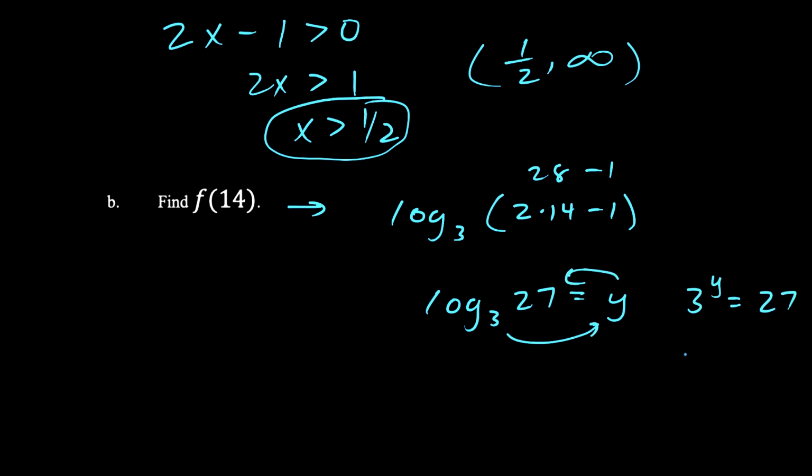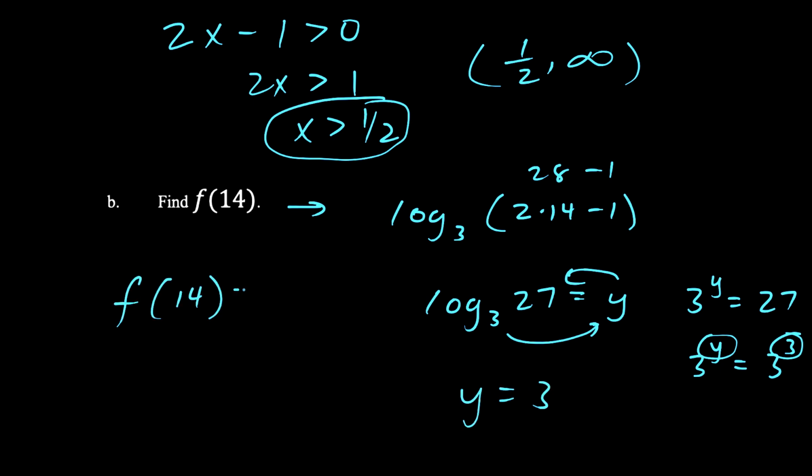And 27 you would rewrite as 3 to the third. Equating exponents gives you an answer of y equals 3. Or more specifically, f of 14 is equal to 3.